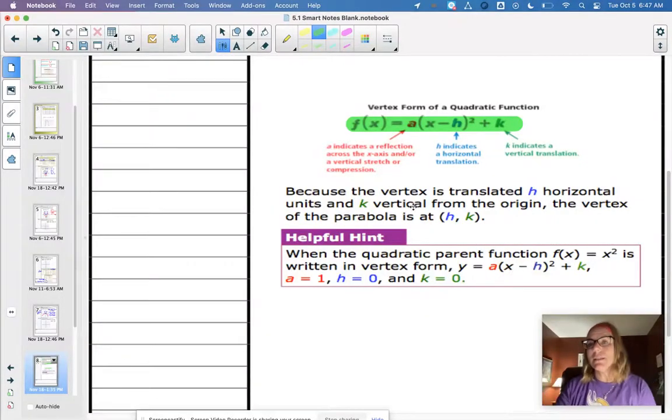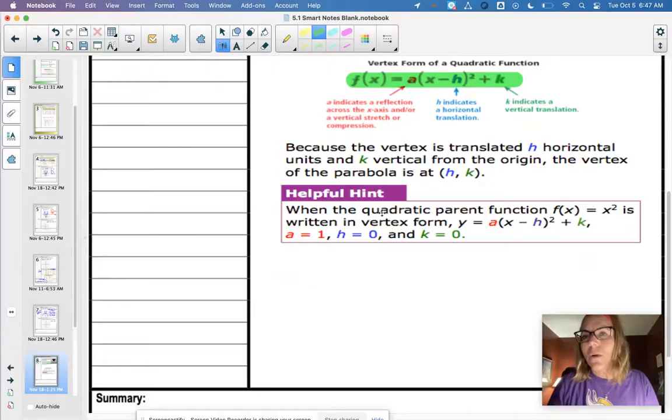Because the vertex is translated h horizontal units and k vertical units from the origin, the vertex of the parabola has a new vertex now because we're moving it. It's not at (0, 0) anymore. It will be at (h, k), and that's what we're referring to. When the quadratic parent function f(x) = x squared is written in vertex form, there it is. a is 1, h is 0, and k is 0. That makes sense.